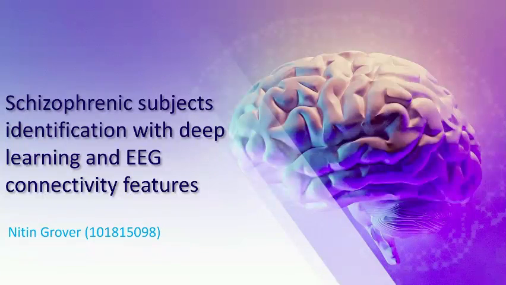So the title of this research is Schizophrenic Subjects Identification with Deep Learning and EEG Connectivity Features. With this research and the work done under the capstone, we aim at creating an efficient and reliable diagnostic system for schizophrenia, which is supposed to be better than the ones already existing. Moreover, with this research, we also aim to improve our understanding of a schizophrenic brain, which could help us improve the life experience of the patient suffering from schizophrenia.